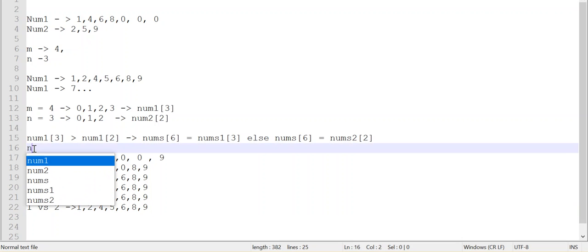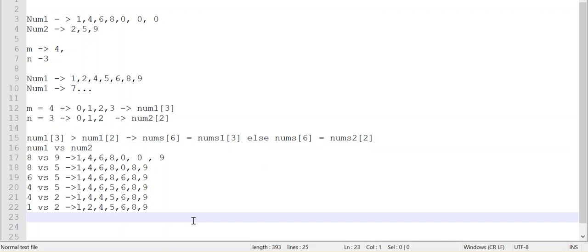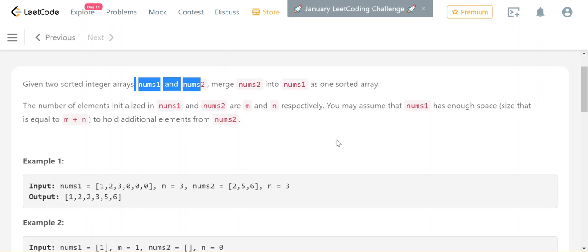I think you would have, this is nums1, this is nums2. If we look at versus scenarios, okay? This is what will happen. So let's code it now.